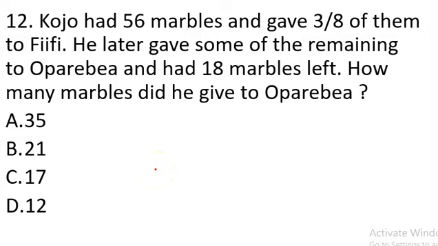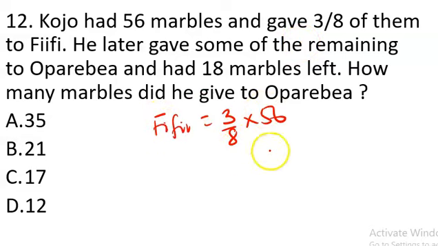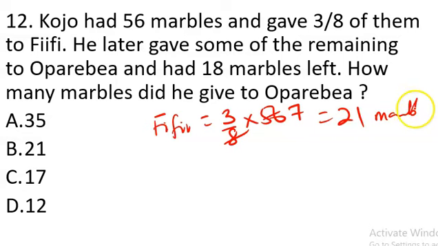Kojo had 56 marbles and gave 3/8 of them to Fifi. He later gave some of the remaining to Oparabia and had 18 marbles left. So how many marbles did he give to Oparabia? First let's look at Fifi. Fifi had 3 over 8 times 56. 8 goes into 56 seven times, which is 21 marbles. That's what he gave to Fifi.